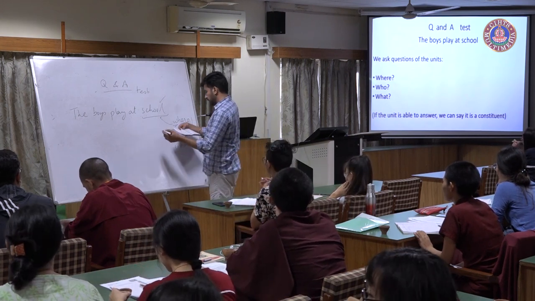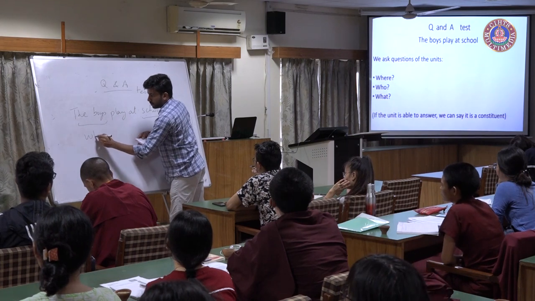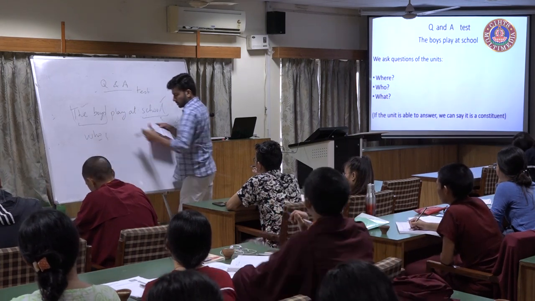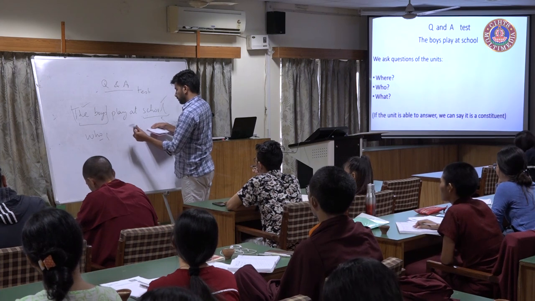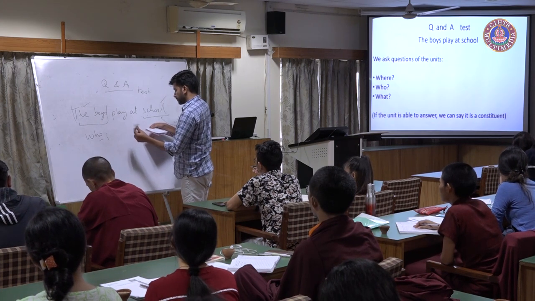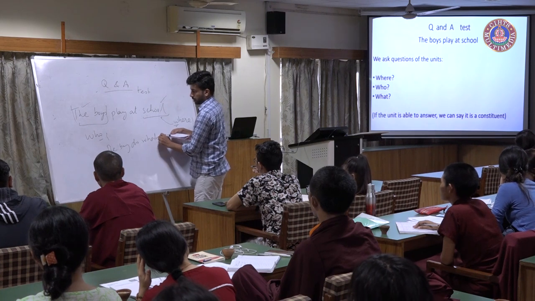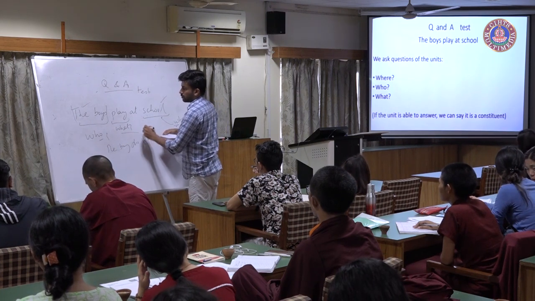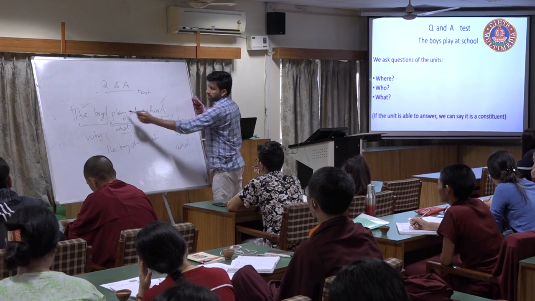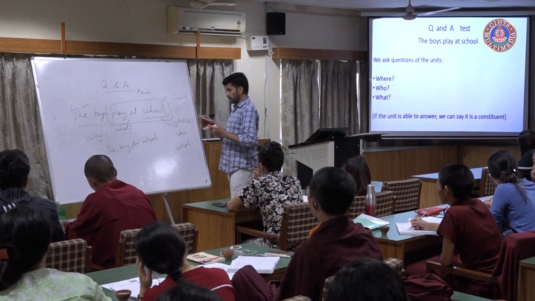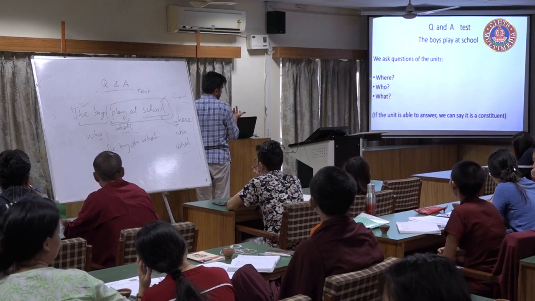Then if you ask who plays at school, the boys is a valid constituent. Then of course you have, the boys do what? This unit answers, what are they doing? The boys play at school, of course. Play at school. The boys do what? They play at school. So play at school can also be considered as a constituent. All right, so if a unit is able to answer these questions, we call these units constituents.